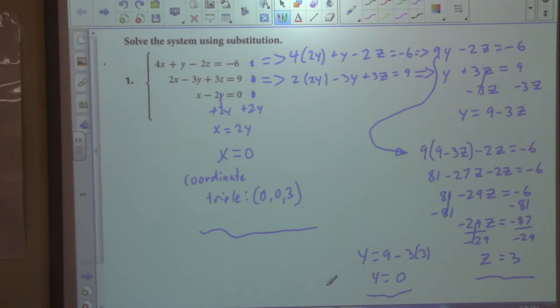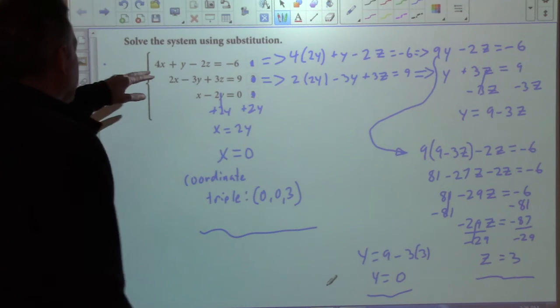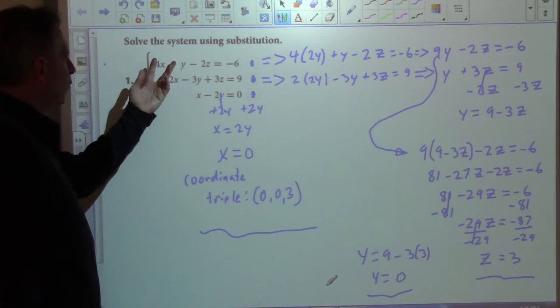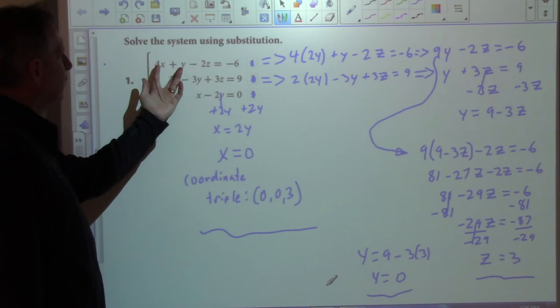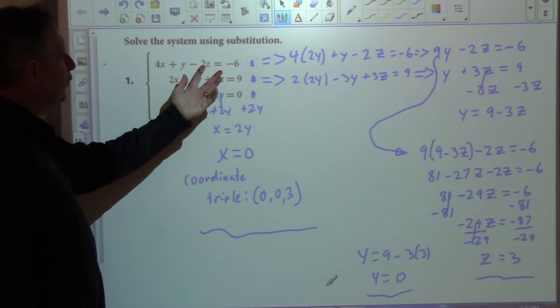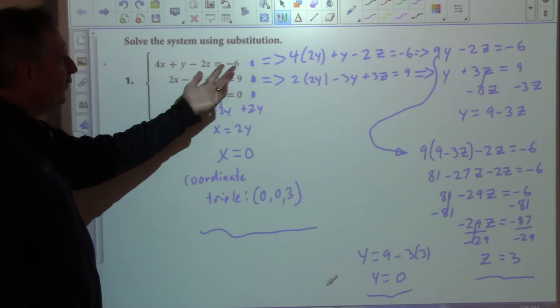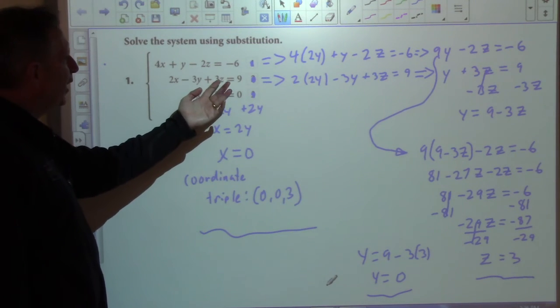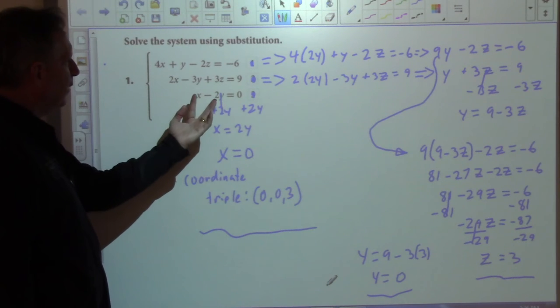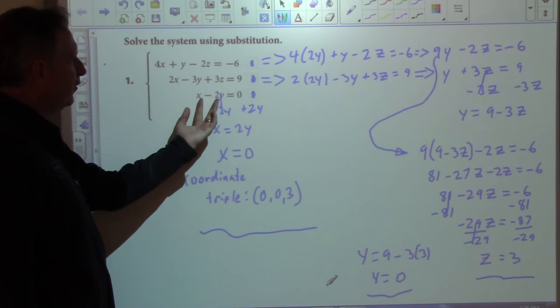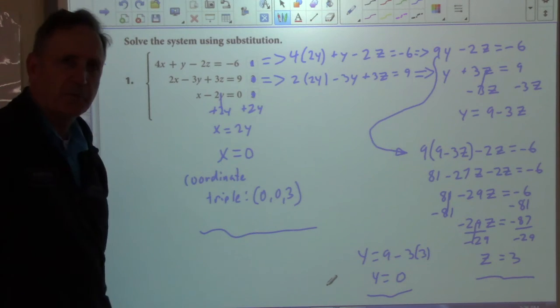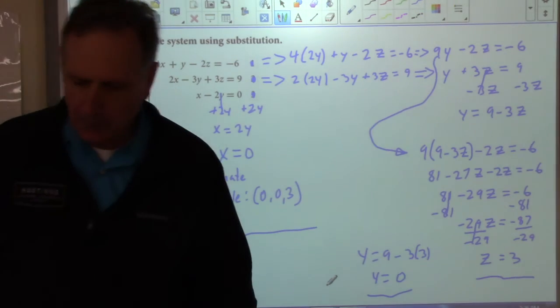And then quickly we can check by plugging back into the original equation. Well, x and y are 0, right? So we just have negative 2 times 3 is negative 6, right? And 3 times 3 is 9. And here, the last equation is 0 equals 0. So that's a good solution, right?